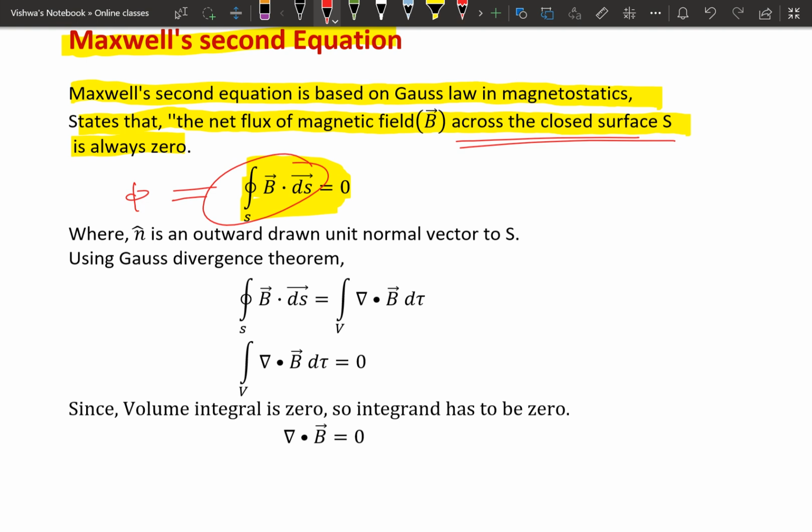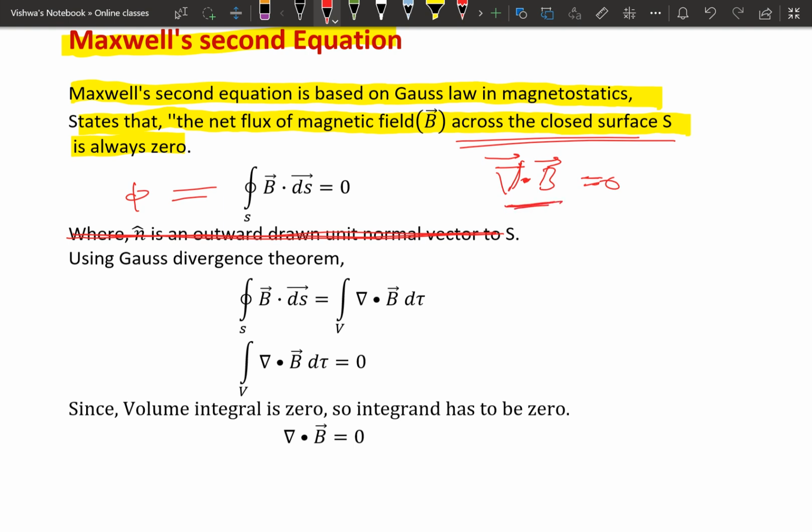Here n is outward drawn. We are not using the unit vector n cap, we are writing directly the vector ds. So using Gauss divergence theorem, we can convert this surface integral to a volume integral. What is the second relation of Maxwell's relations? The second relation is del dot B equal to 0, so the divergence of magnetic field is 0. We have to convert this integral form to the divergence of vector field B.